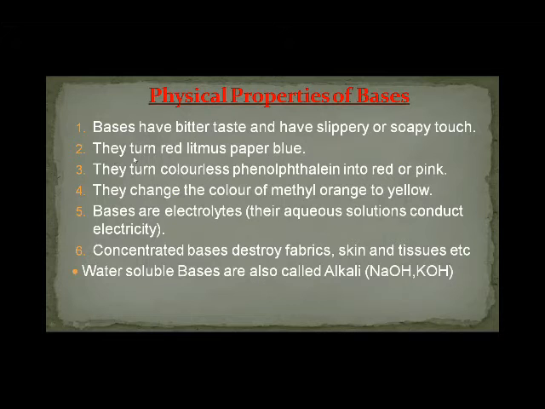So the second property, they turn red litmus paper blue. Litmus paper is an indicator. There are two types of litmus paper color, red and blue. So when we dip red litmus paper into a basic solution, the red litmus turns blue. It will show that our solution is basic in nature.